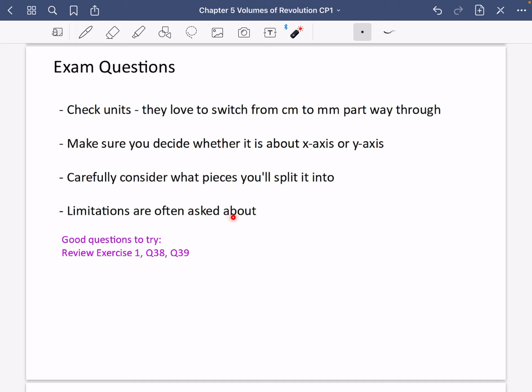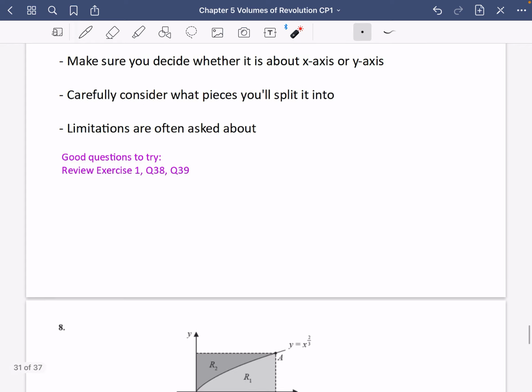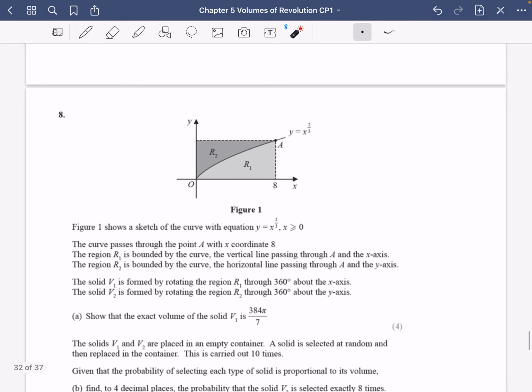And last of all, they also like to ask about limitations quite a lot. So just be prepared to have some of the limitations that I mentioned in the previous video ready to go. There are some other really good questions from the exercise as well, which are pretty good to have a go at. So from review exercise 1 in Core Pure 1, there's question 38 and question 39. But I'm going to pick these two from the new spec because there's some weird twists on both of them.